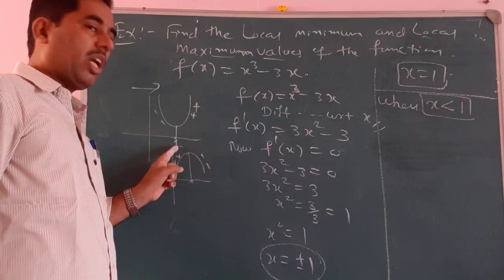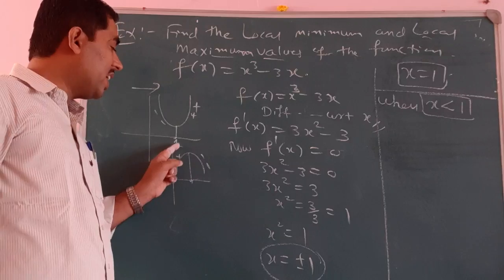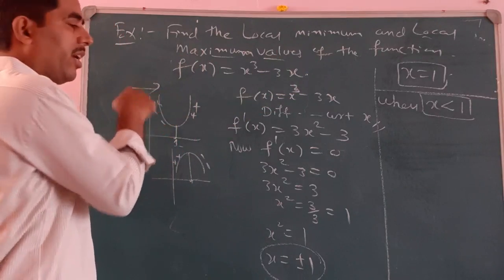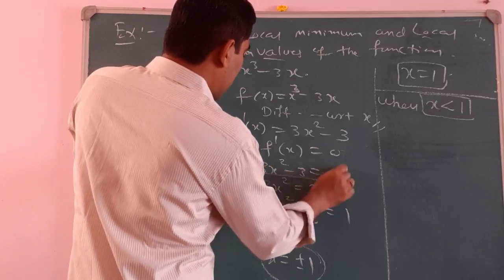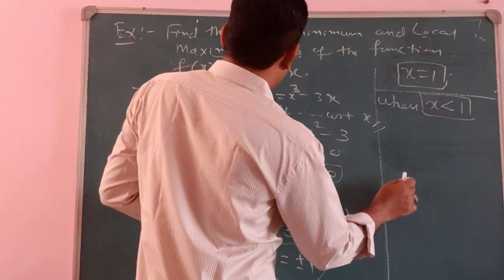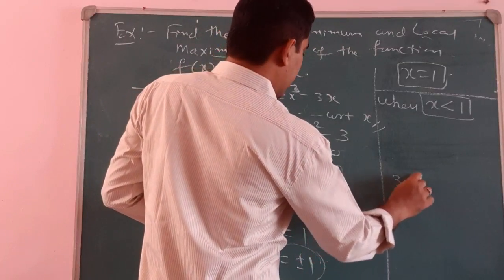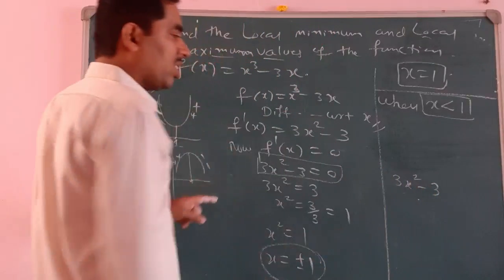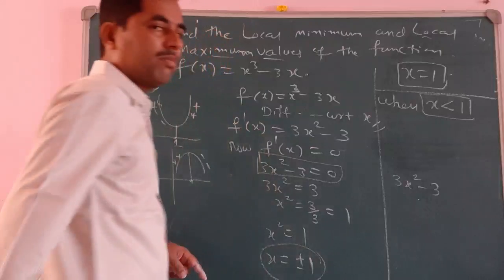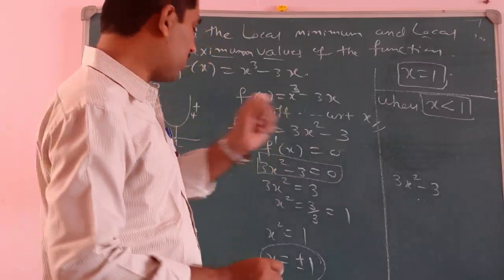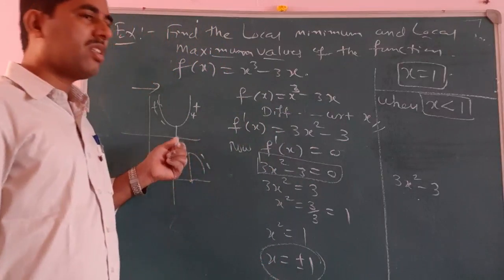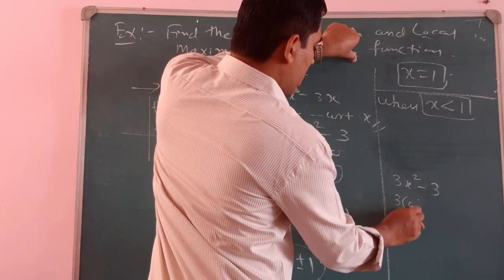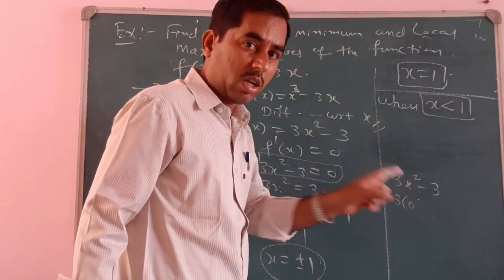What is happening to the left side of 1? When x is slightly less than 1, what is happening to the derivative? We have to see that. Where is my derivative? All this is rough work. 3x square minus 3, this is the derivative, f dash x. Slightly less than 1 means we move to the left side of 1, so I can take 0.9. I am interested in the sign, not the value.